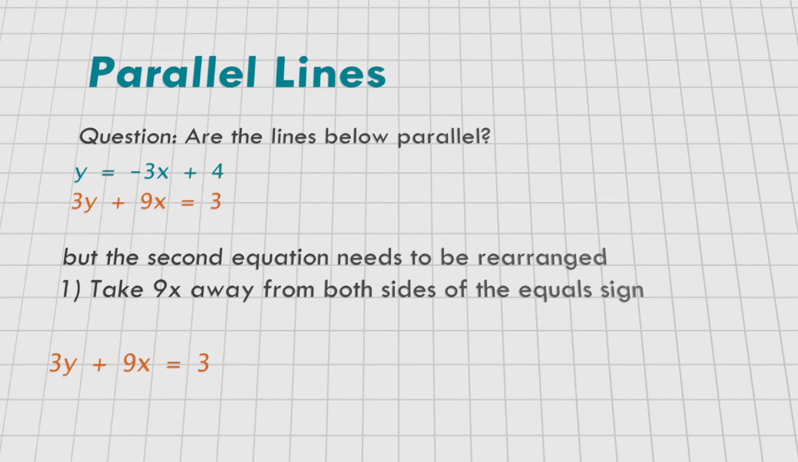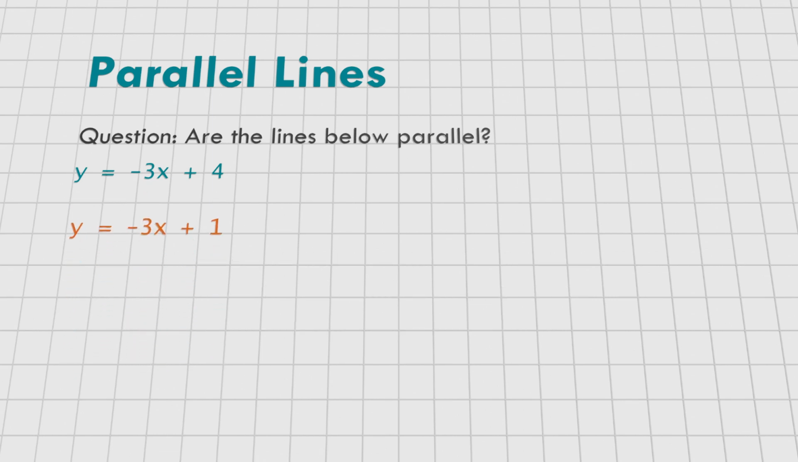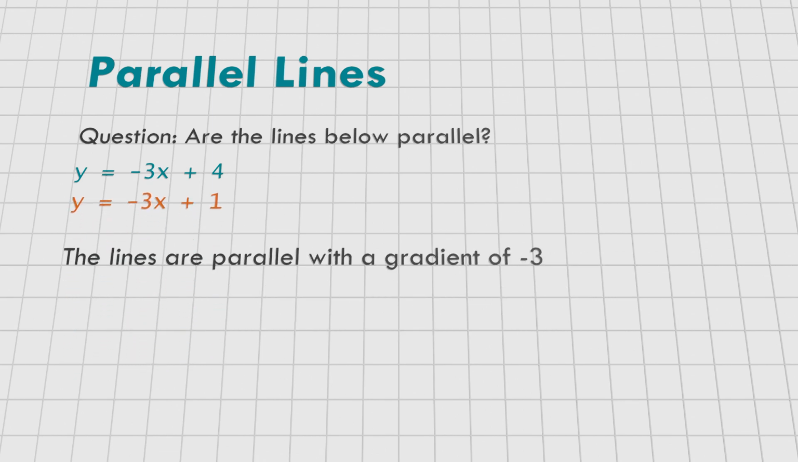Firstly, take 9x away from both sides of the equal sign. Then divide both sides of the equal sign by 3. The lines are parallel with a gradient of minus 3.